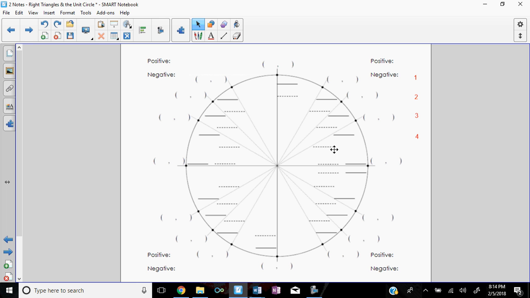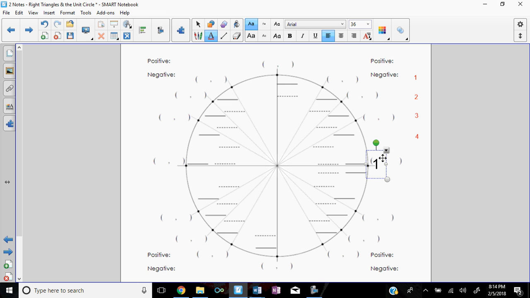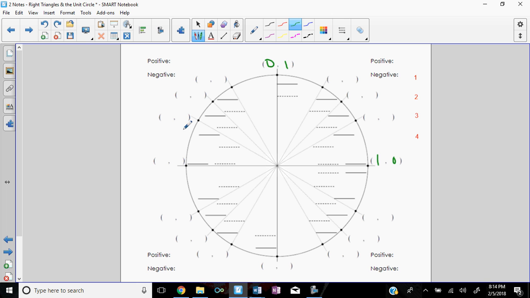Okay, so what we've filled in, let's see, I think it might actually be faster for me. So this is going to be the point 1, no it's not. Sorry. So 1, 0, 0, 1, negative 1, 0, and 0, negative 1.